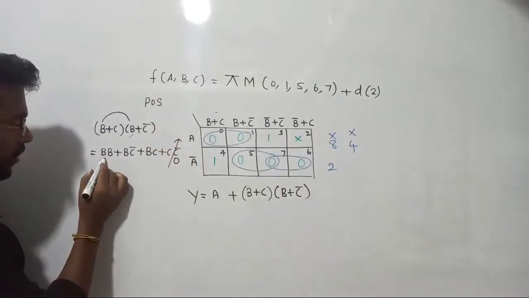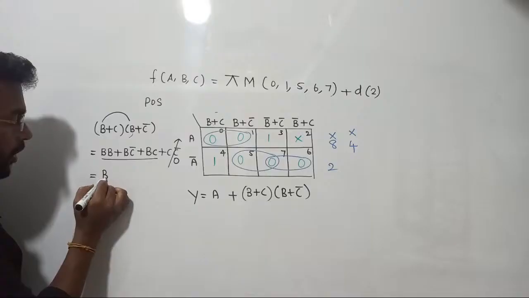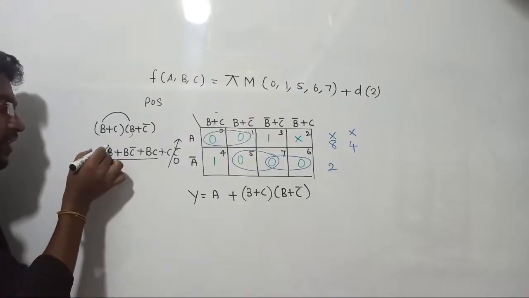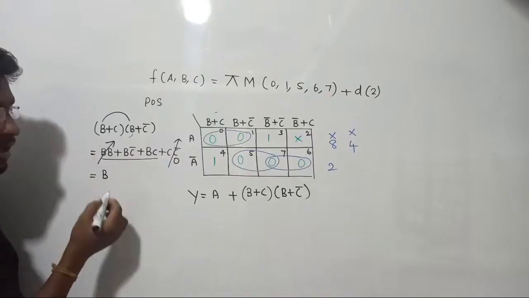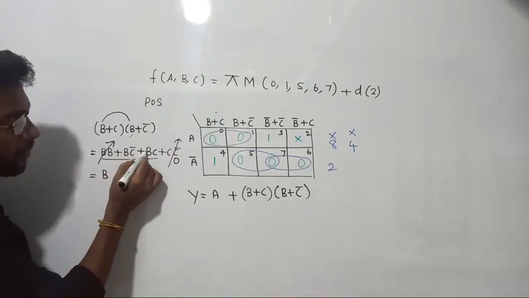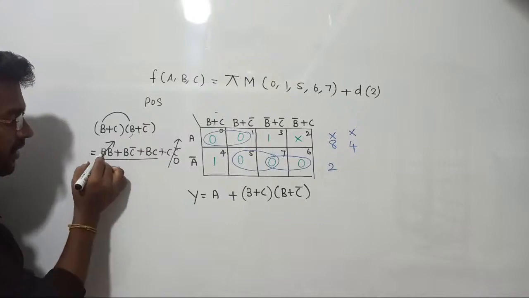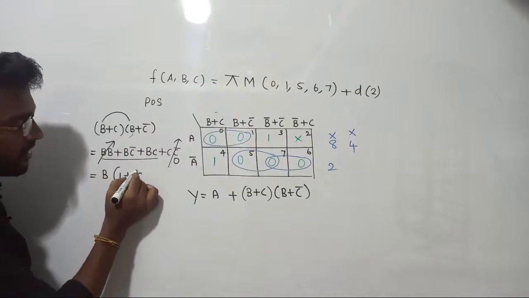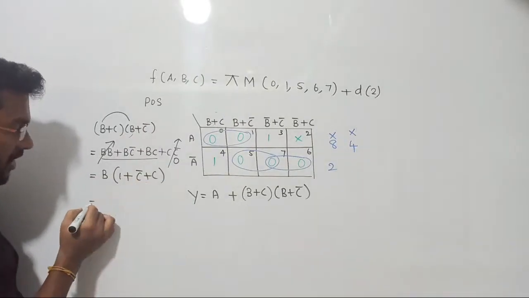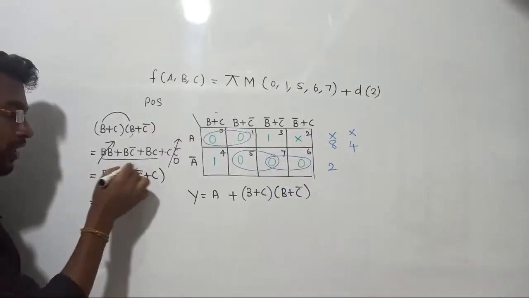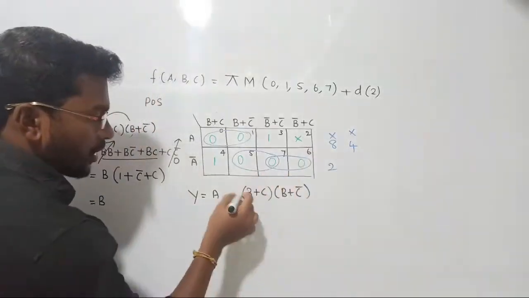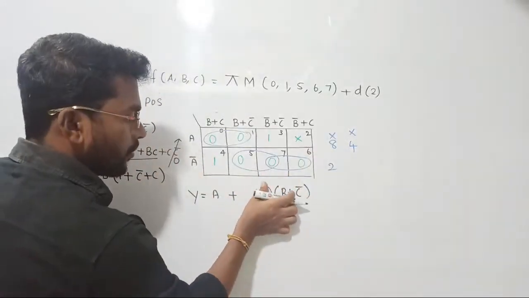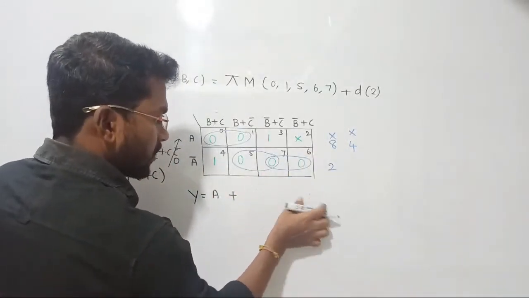Yes. And from these three terms you can take b outside. b into b becomes b only, a single b. So b plus b c bar plus b c, you can take b outside, such that it becomes b into 1 plus c bar plus c. But in digital, anything plus 1 is equal to 1 only, right? So 1 into b will become equal to b only. So what is the conclusion? This total term will be replaced by a single term, that is b.